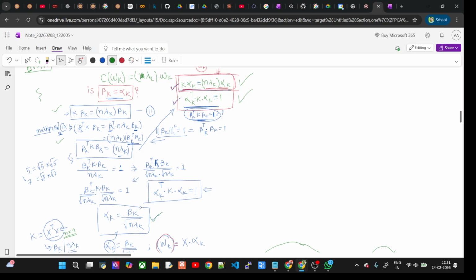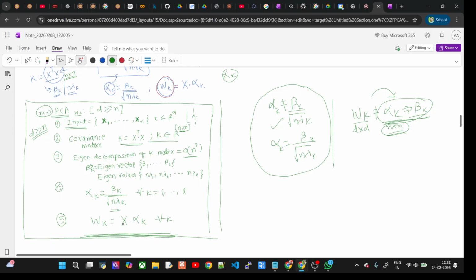That means whatever eigenvectors you calculated for x transpose x, which is n cross n, these are actually the beta k vectors. From that beta k, whatever eigenvalues you have, you take the square root of that n lambda k, and divide beta k by the square root of this, and you get the alpha k. Once you get alpha k, that's all. Once you get alpha k, you just multiply with the actual data points. This is not one value, it's a complete matrix.